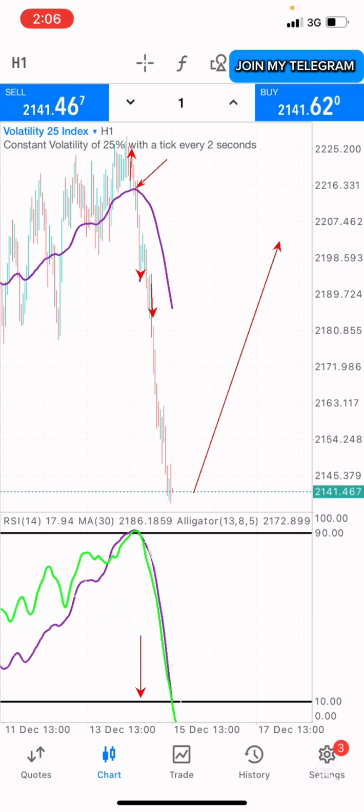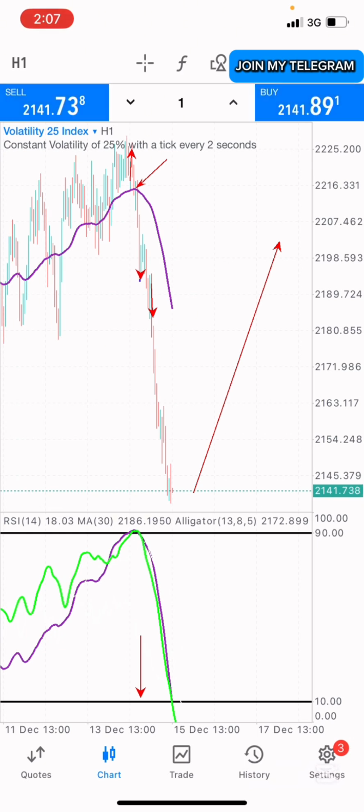So I believe after watching this video and practicing this strategy, you will be able to be profitable on this volatility index market as well. So this strategy works for all volatility indices. Currently right here, this is the volatility 25 index, and I showed you guys how perfect this strategy is on the 1 minute and the 1 hour time frame.